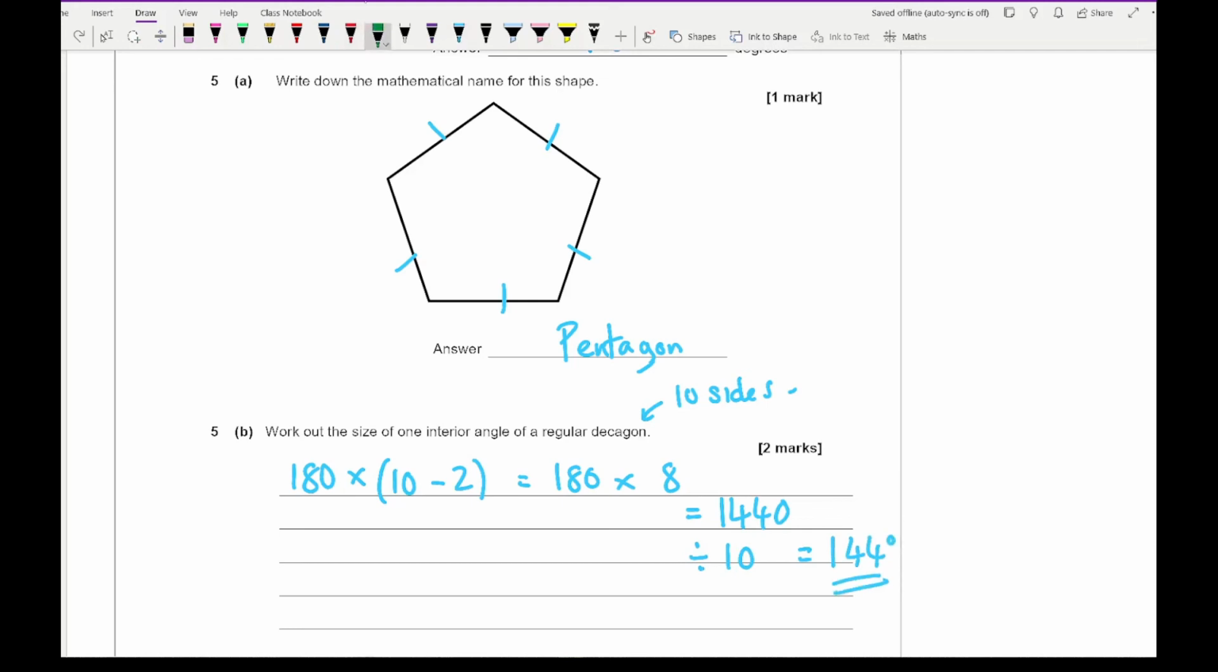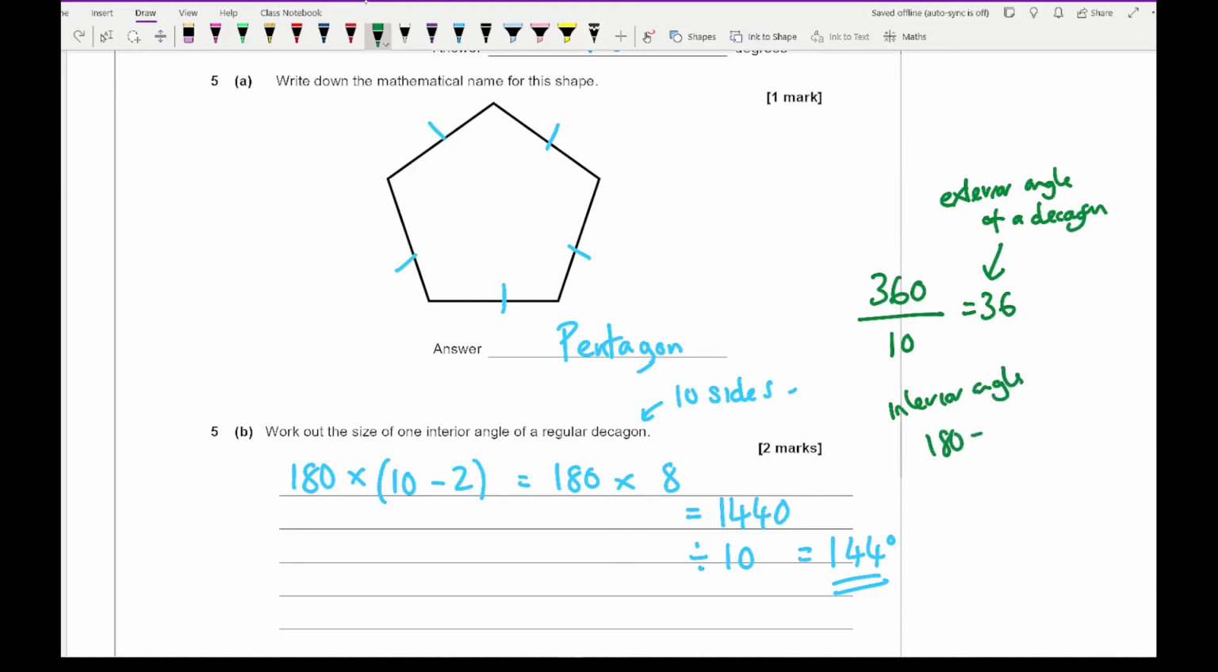Another alternative you could do is, well, you've got 360 because that's exterior angles, and if we divide that by the number of sides, which is 10, that gives me 36. So this is the exterior angle of a decagon. And then if I want to work out the interior angle, that's going to be 180 minus 36, which gives me 144 as well. So either of those two methods would be absolutely fine.